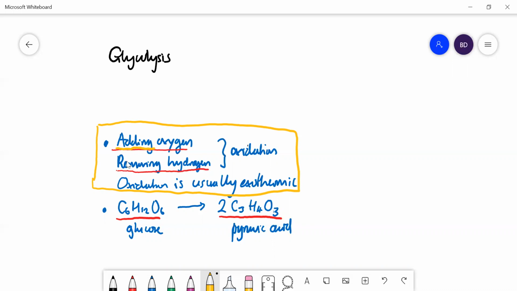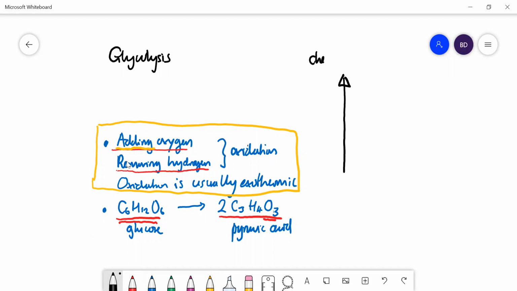We start off with glucose, C6H12O6, and you can see that the number of oxygens has stayed the same. You've got 2 lots of pyruvate, each with 3 oxygens, but the number of hydrogens has gone down. You've only got 8 hydrogens, and you had 12 to start off with. So it is oxidation.